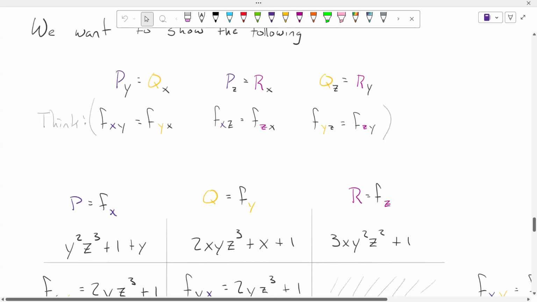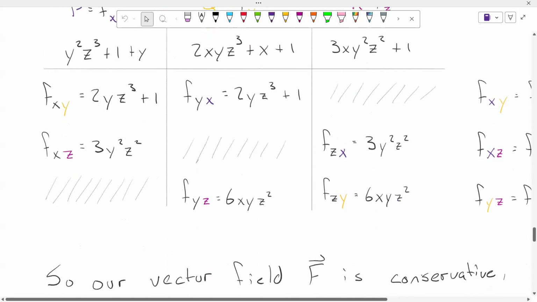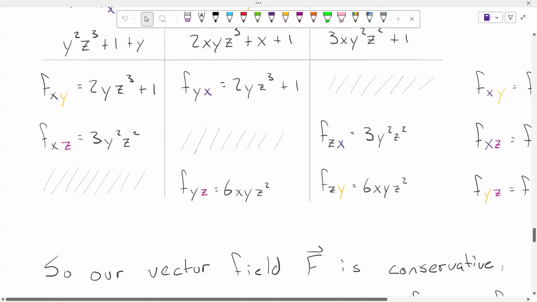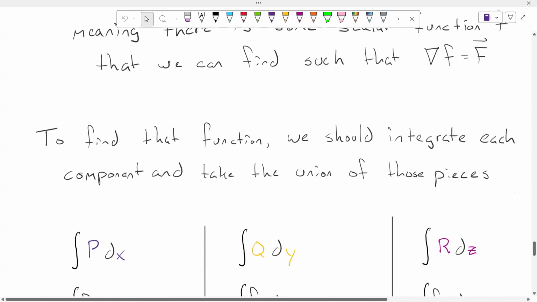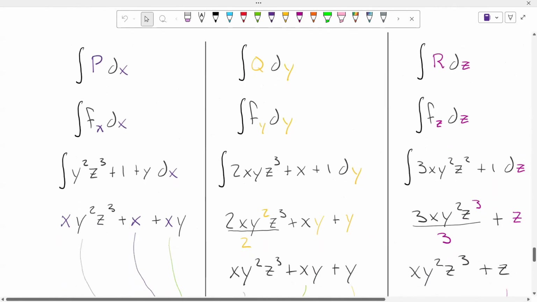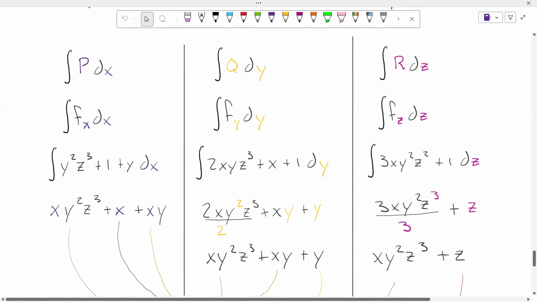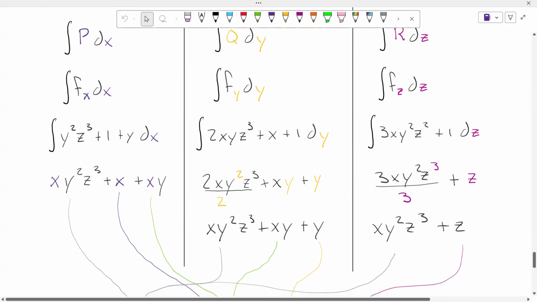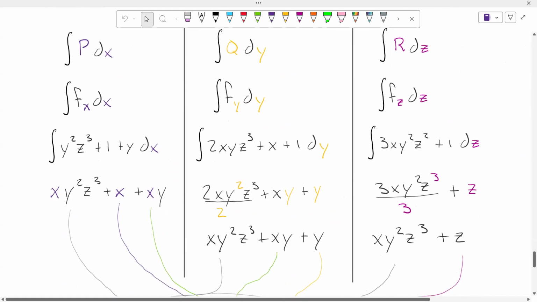So we want to show some stuff. This is the part that we're actually going to get into today, showing all this stuff in the middle. But I want to jump over that for now because I really want to talk about this part at the end. How do we actually find that function? It's all well and good to say that our field is the result of some gradient, but how do we find that original function? And well, if each of those components are partial derivatives, why not just integrate all 3 of them?